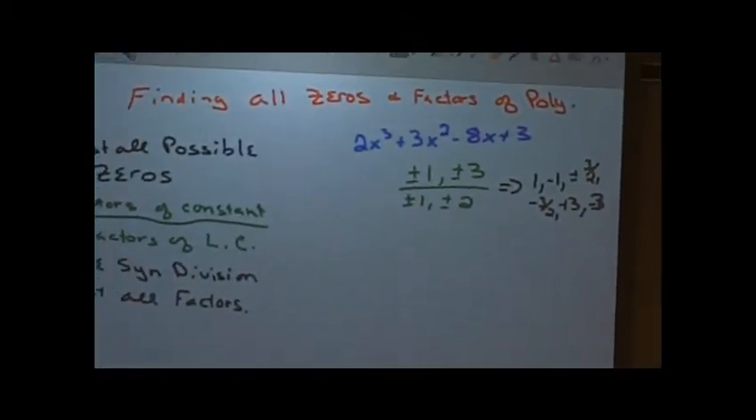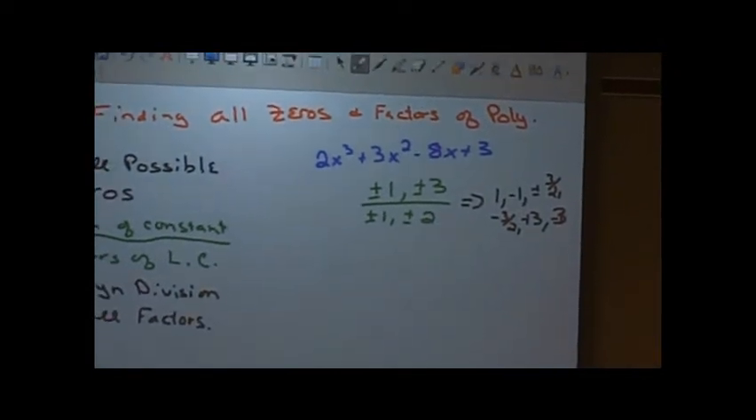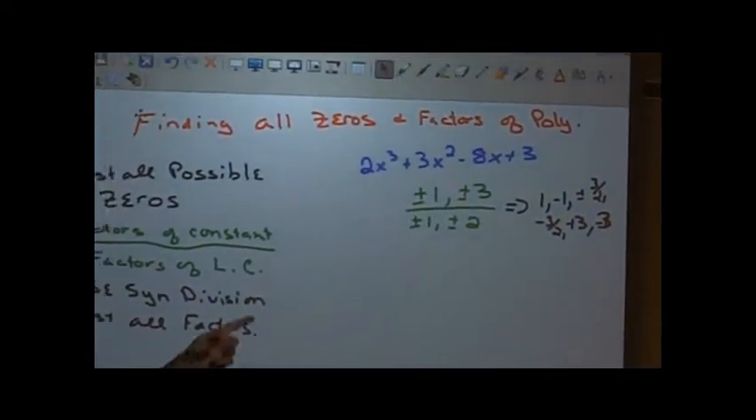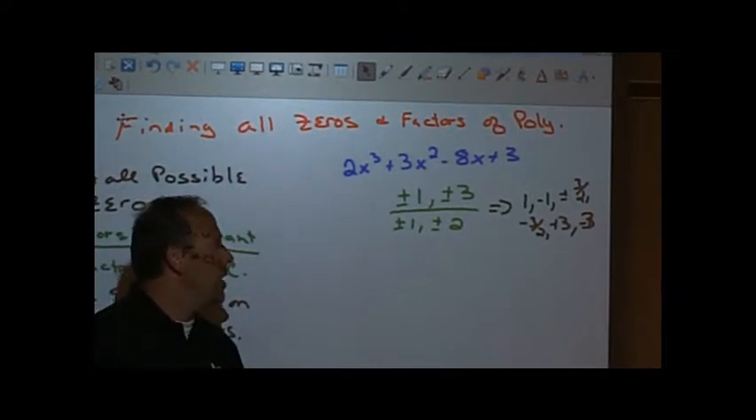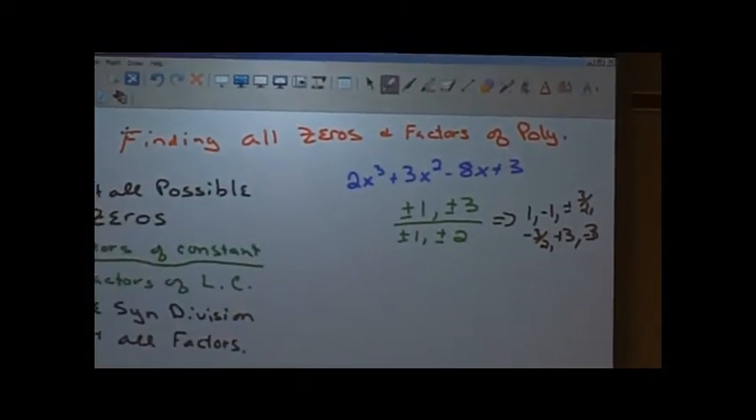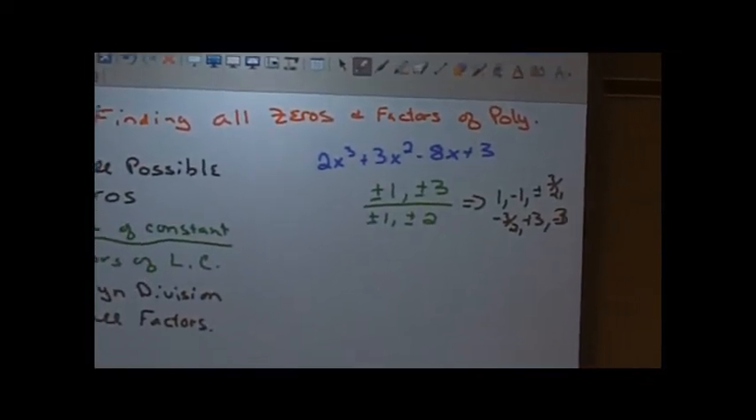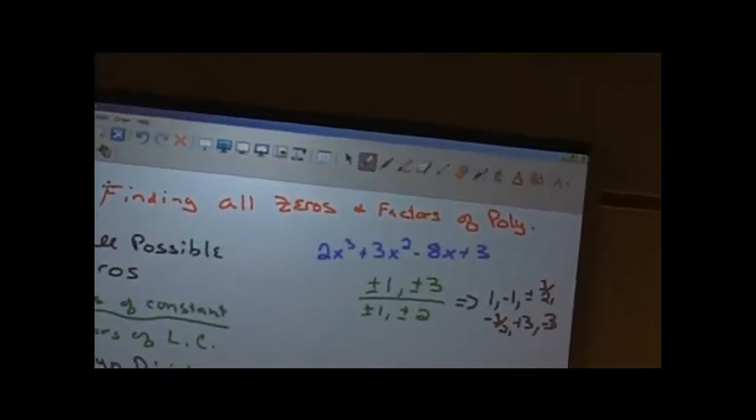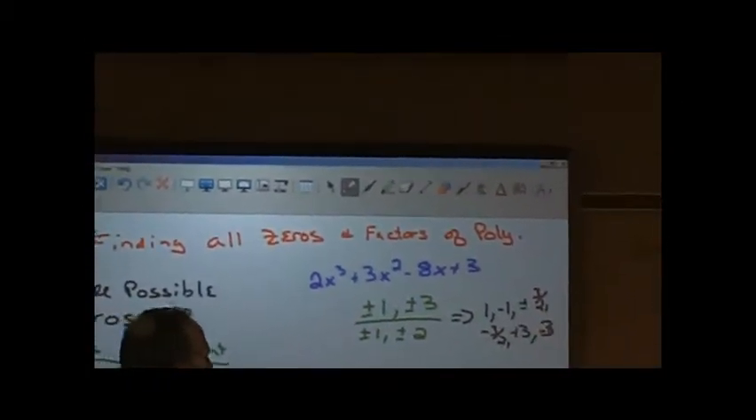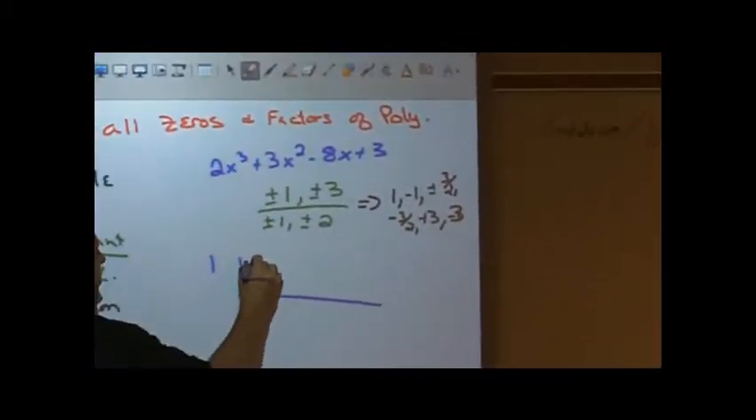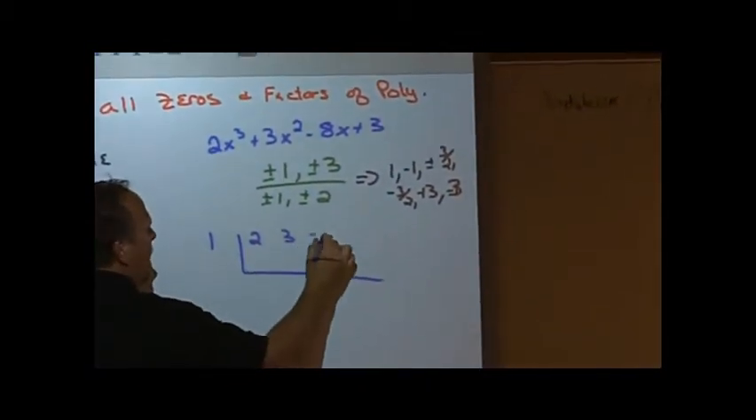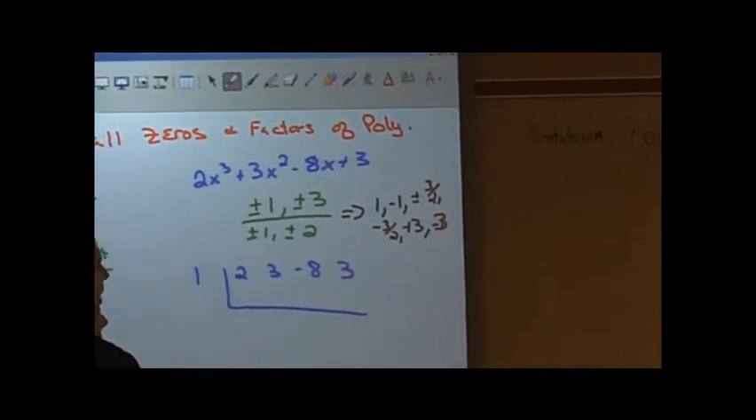So next we got to do what? Use synthetic division and list all my factors. So now, what number up there do you want to try, Marielle, to use for synthetic division? 1, negative 1, 3, or negative 3? Which one do you want to try? She says positive 1. So I have a positive 1 here. That's going to be my synthetic division. It's going to be what? 2, 3, negative 8, and a positive 3.